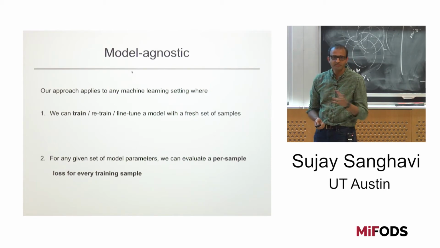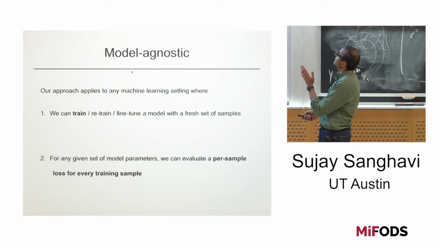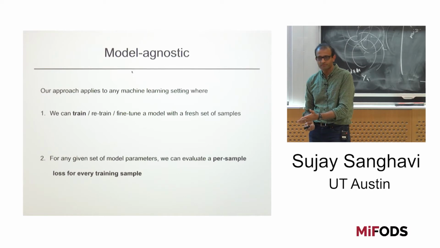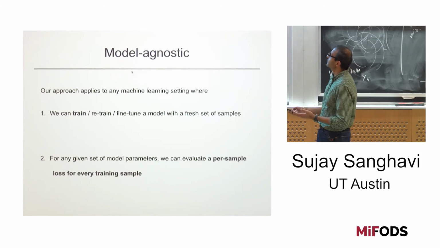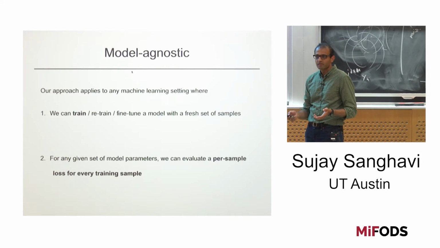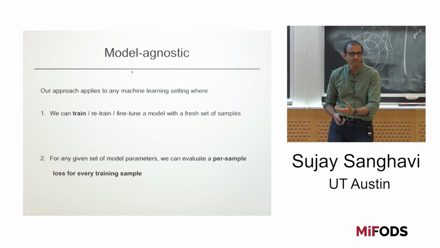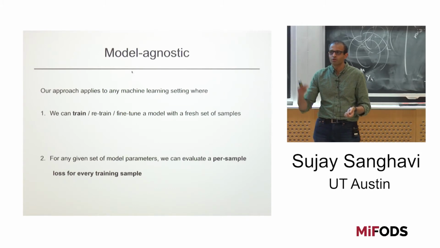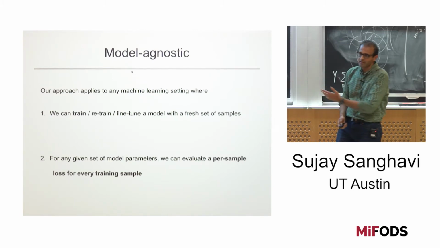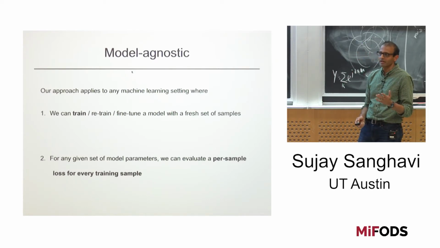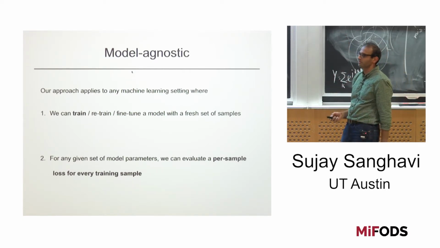What are the basic things that most machine learning methods allow you to do? You can train, retrain, or fine-tune a model on a bunch of samples; most machine learning methods come with a training algorithm. That's one. The other is that for any given set of model parameters, most machine learning models will give you a per-sample loss. If I was learning linear regression and I gave you a new xy pair, you could look at the regressor, my x and y, and find the error. That's the per-sample loss for linear regression, and neural networks also have a per-sample loss. So pretty much any machine learning model has a per-sample loss. These two are available for most machine learning models.